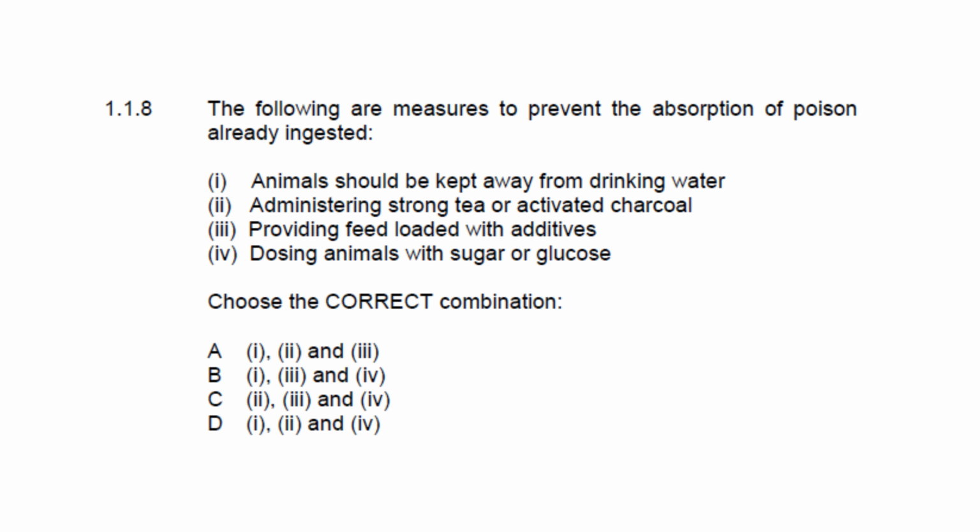So the following are the measures to prevent absorption of poison already digested. So you have: animals should be kept away from drinking water, administering strong tea or activated charcoal, providing feed loaded with additives, dosing animals with sugar or glucose. So what is the correct combo there?